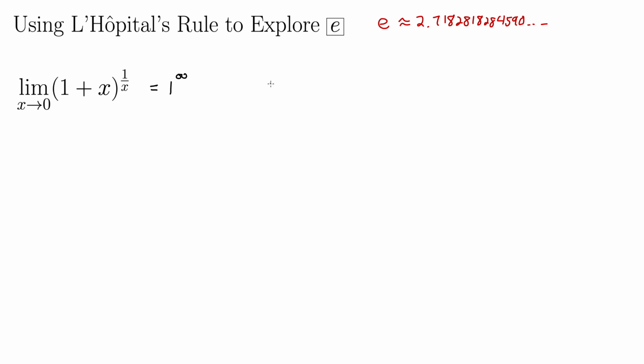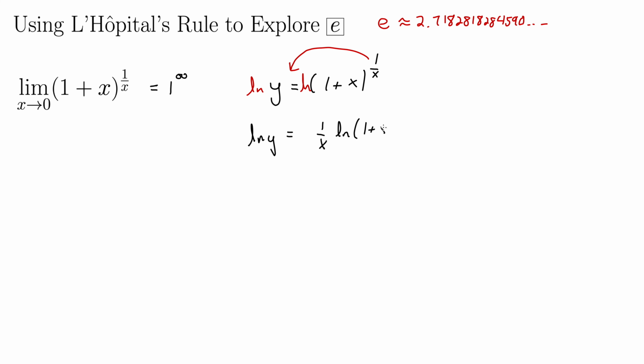The key here is to take the natural log of both sides. So I'm going to write this as y equals 1 plus x to the 1 over x, and take the natural log of both sides. What that does, of course, is get this exponent down to the front. So we now have natural log y equals, the 1 over x comes down, so we have 1 over x, natural log of 1 plus x. Okay, and now we're ready to take the limit of both sides. So we'll now take the limit as x goes to 0 of both sides.